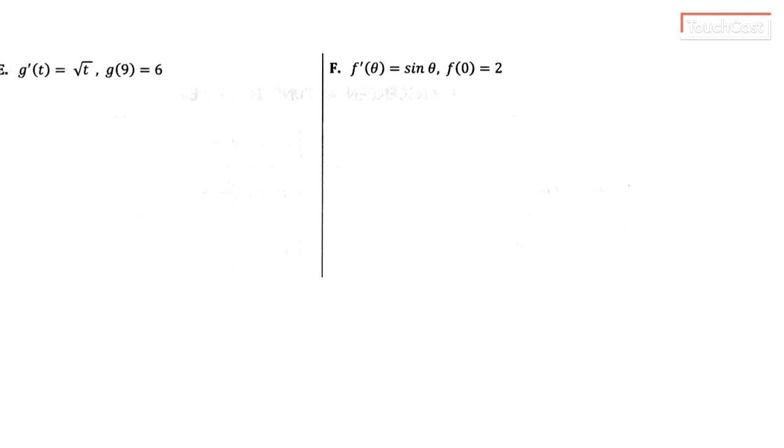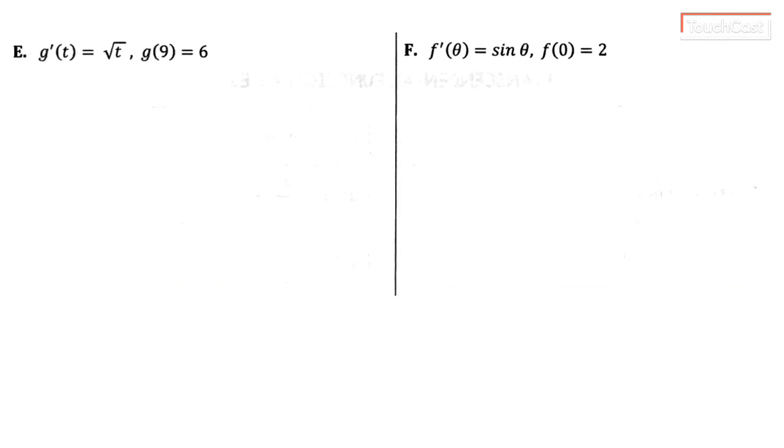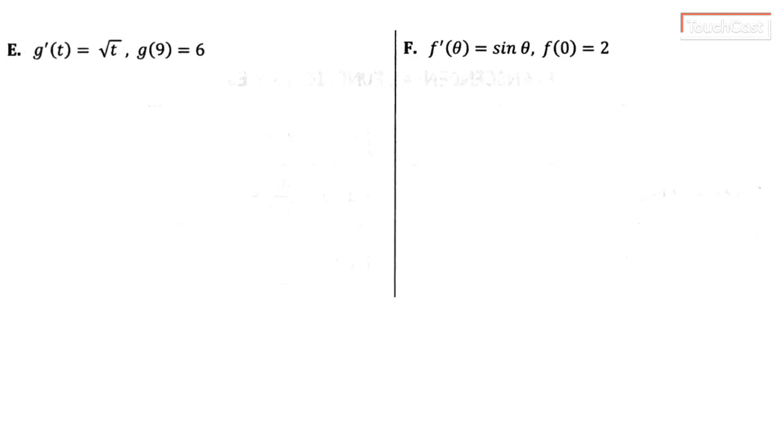So we have g prime is equal to the square root of t, and that g of 9 equals 6, for example E here. So I'm going to start by rewriting the square root of t as t to the half. I just like working with that more. So we're going to now find the antiderivative, g of t. So we're going to increase the power by 1. So we're going to have t to the 3 halves.